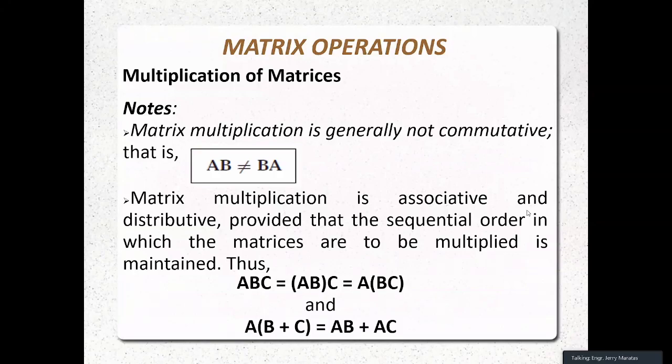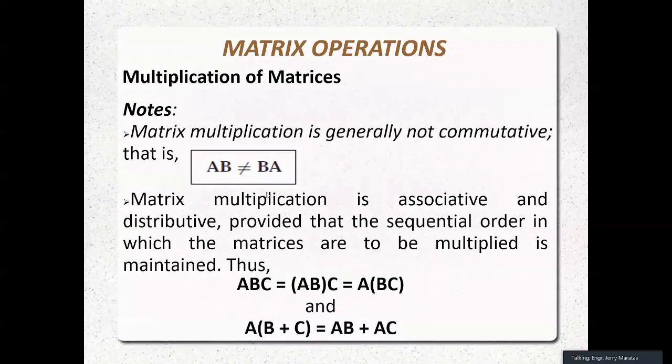So matrix multiplication is associative and distributive, provided the sequential order is maintained. That means if we have matrix A times matrix B times matrix C, we can first multiply matrix AB, then multiply by matrix C. Or you can also multiply B and C first before you multiply that by matrix A. But again, you have to maintain the sequence. If we have this, they have to distribute. So matrix AB plus matrix AC.